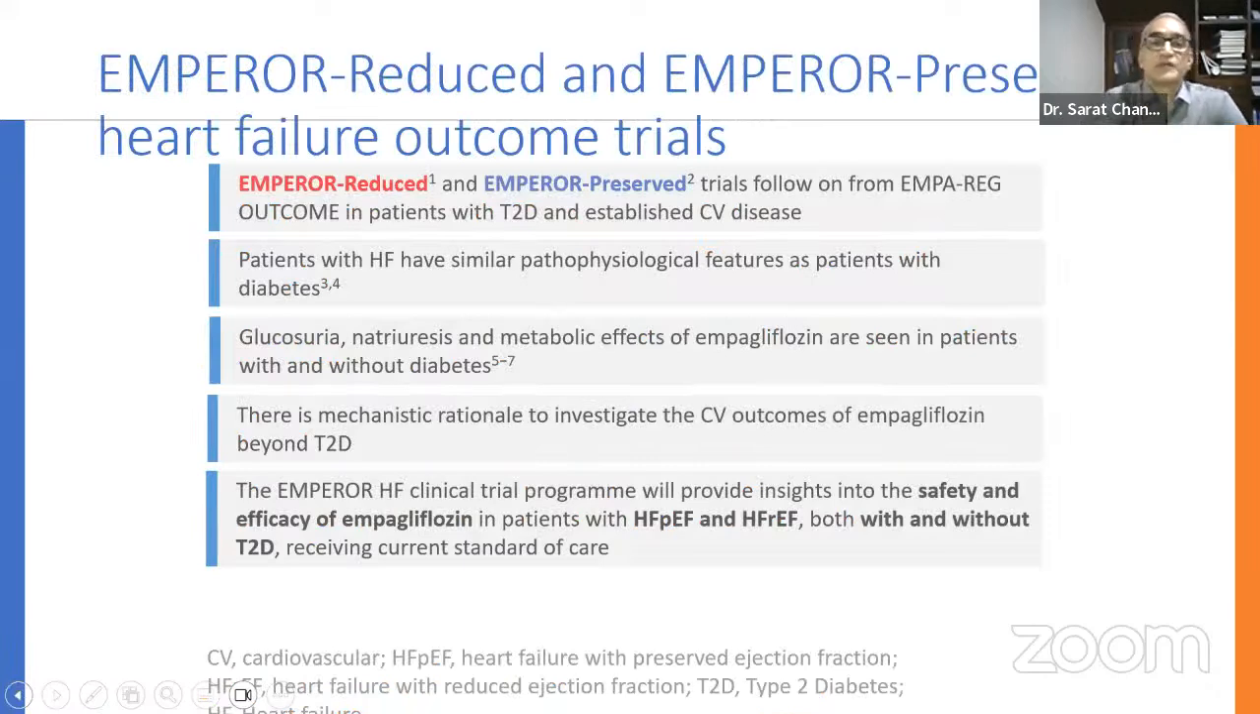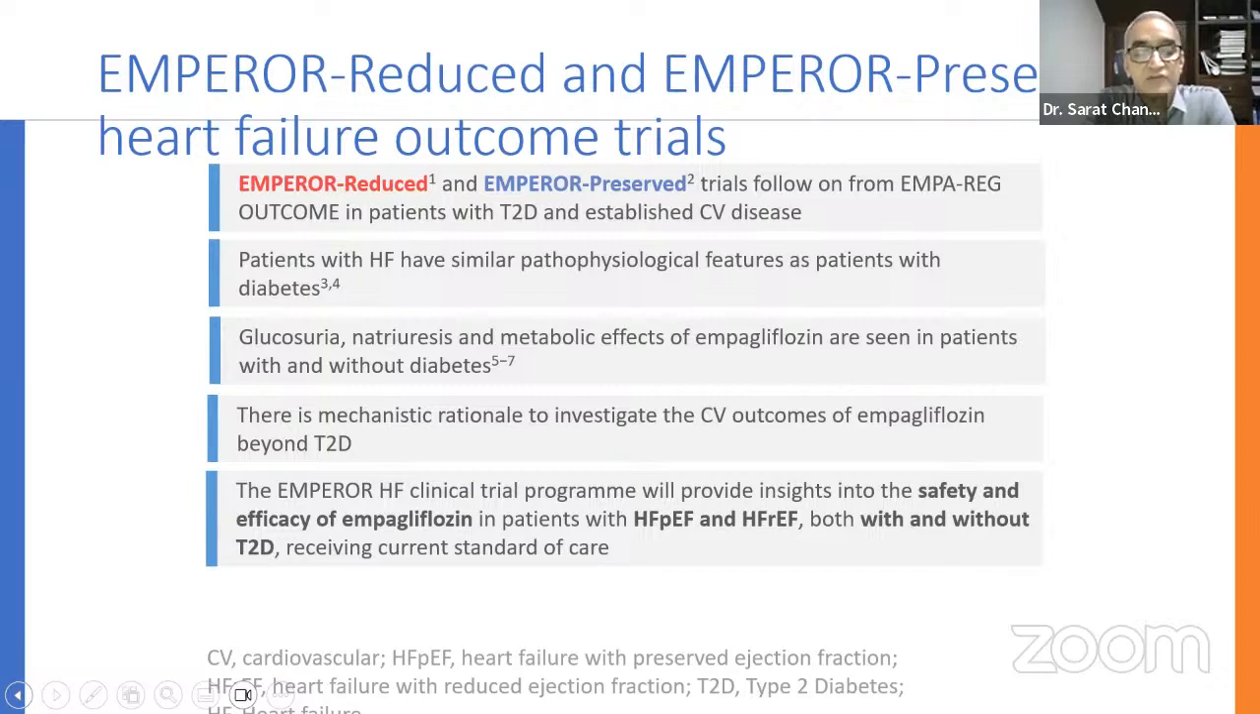Now, EMPEROR-Reduced and EMPEROR-Preserved are the trials done among patients with heart failure with reduced ejection fraction and heart failure with preserved ejection fraction, using empagliflozin. Similar trials were done with dapagliflozin. The one with reduced EF is the DAPA-HF trial, and the preserved EF is the DELIVER trial. All these four trials have very clearly shown that if you use these drugs in patients with established heart failure and diabetes, you can show considerable improvement in prognosis.